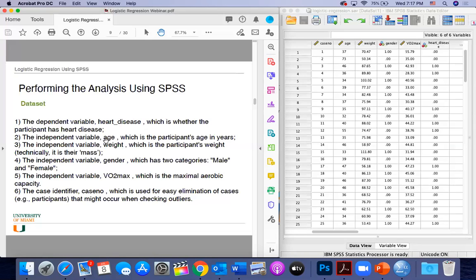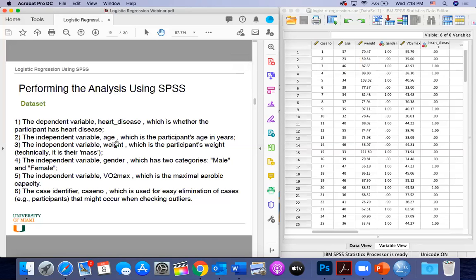So all others are independent variables except the case identifier variable, the case number. Usually this is very helpful and used when we want to check for any outliers or anything that could mess our results. So this is why we usually include the case number, but it's not included in our model to predict the heart disease.